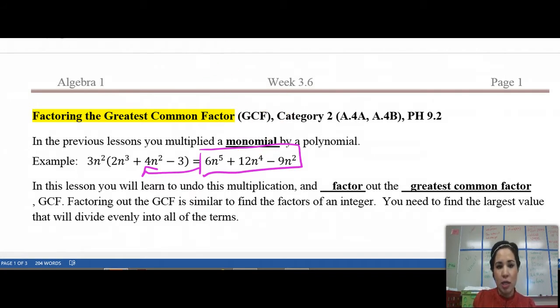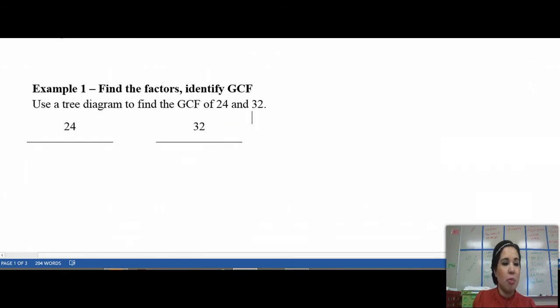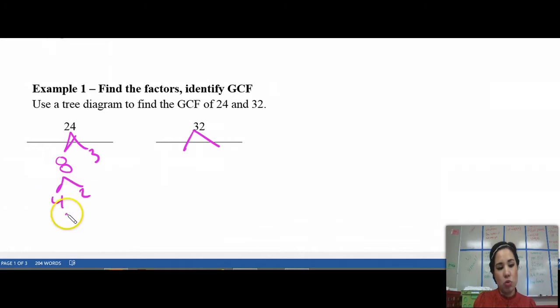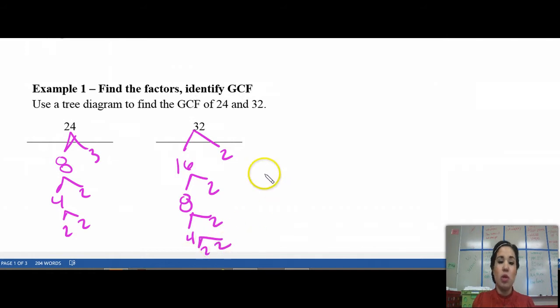Okay, so let's go ahead and take a look at our first example. In our first example, we're going to make a tree diagram to figure out what is the greatest common factor of these things. So here we have, this could be 8 times 3. 8 is 4 times 2, and 4 is 2 times 2. 32 is 16 times 2, 16 is 8 times 2, and 8 is 4 times 2, and 4 is 2 times 2.